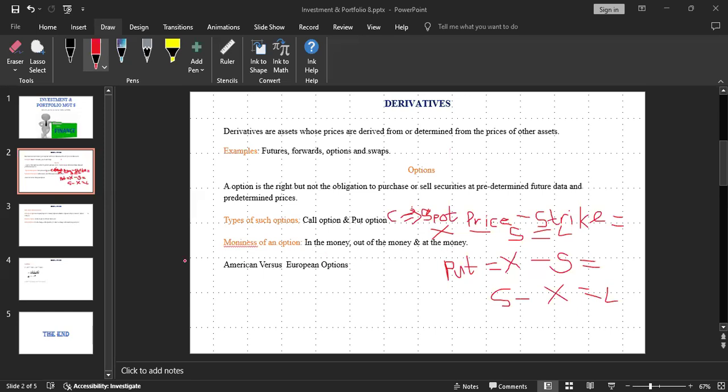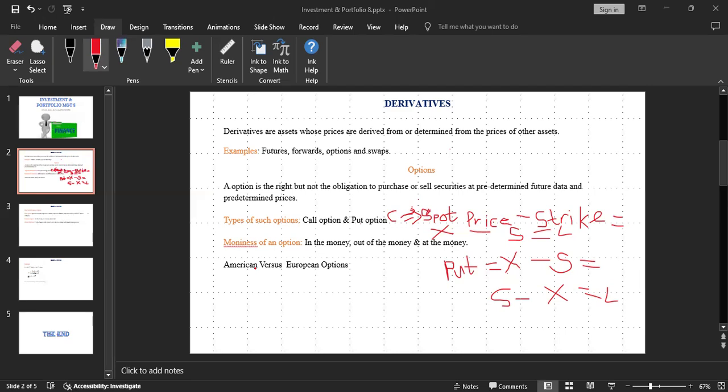Okay. All right. Now let's talk about American versus European option. The difference between American option and European option is that American option is more flexible.